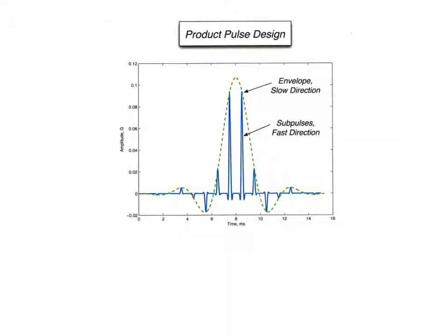And here's an example of a product pulse design of a 15 millisecond echoplanar pulse, which is made up of these time bandwidth 4 pulses in the fast direction, right? You can see they only have one side lobe each in the fast direction. And then we have a higher time bandwidth product of 8 for the AS of ky envelope, this sharper pattern in the slow direction. Okay, so here you can appreciate how we're going to have different widths or sharpness in each direction.